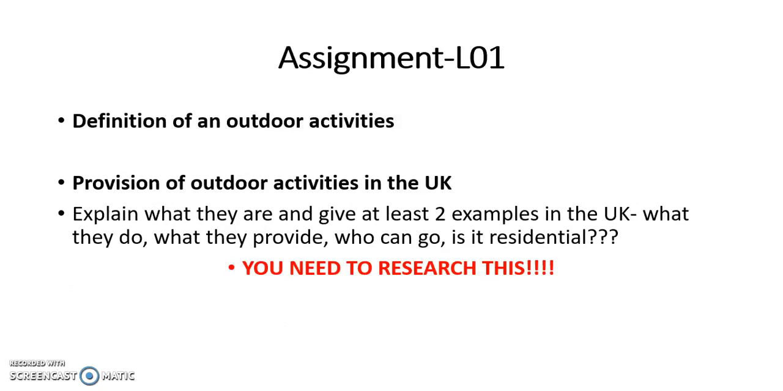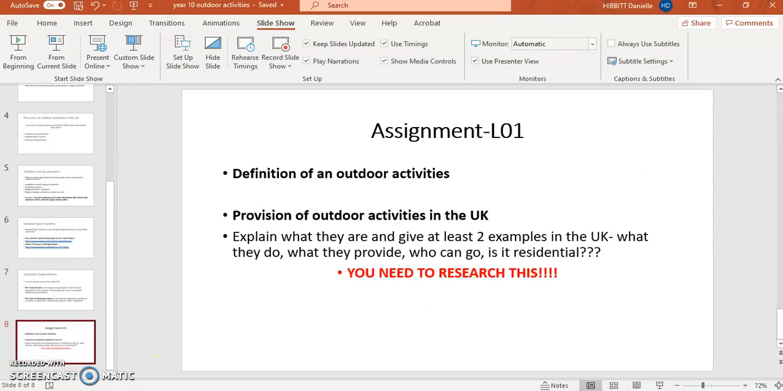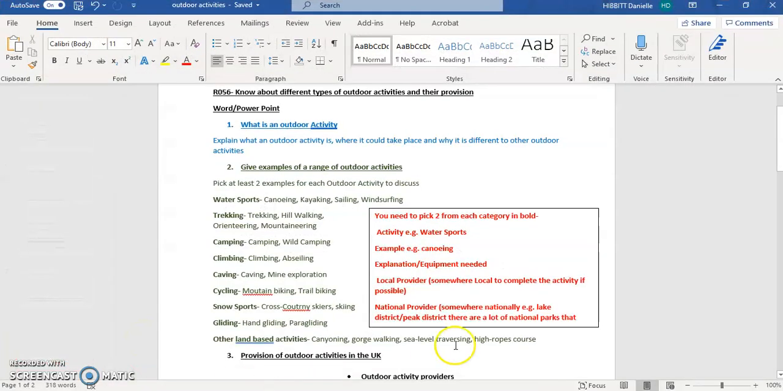So, what you need to do, you need to give a definition of an outdoor activity. You need to talk about a range of outdoor activities in the UK, giving examples. So, I have got a Word document here to help you. Along with all the information that's in your fact book, this is a help guide to completing your coursework.